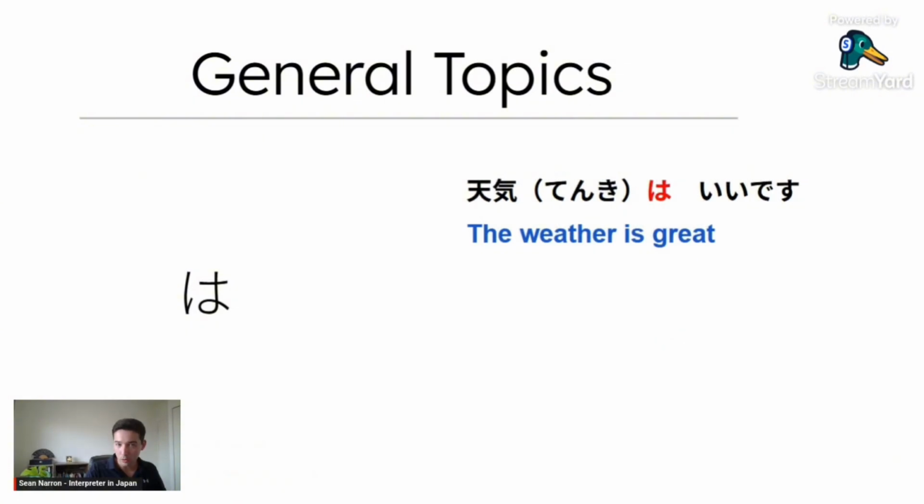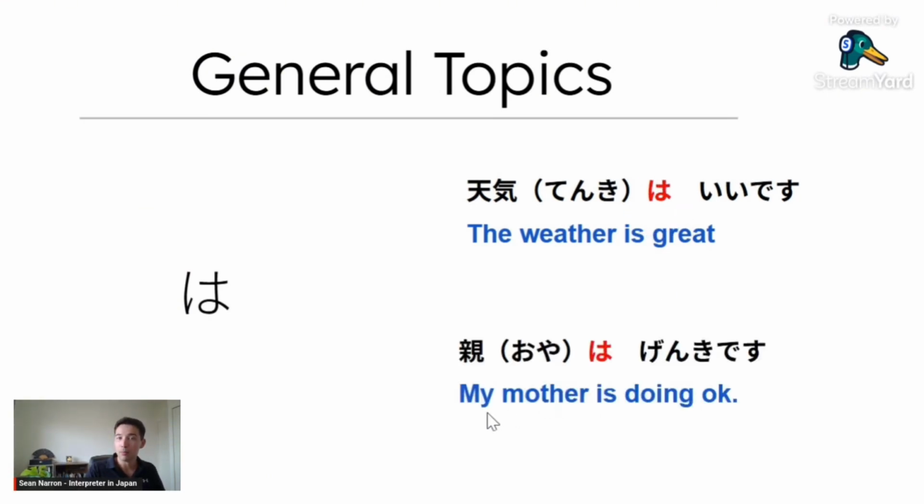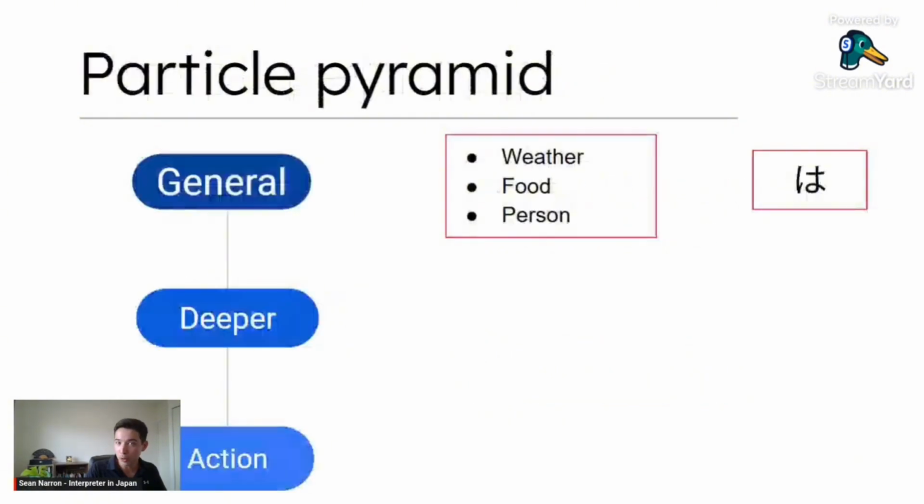We're talking about the weather. Tenki wa ii desu. The weather is great. So in this case, when we talk about the weather, it becomes wa. Another example is my parents are doing okay. Oya wa genki desu. These two that I'm sharing with you right now are very general. That's why we use wa. So now let's go back to our particle pyramid, and we just covered general.